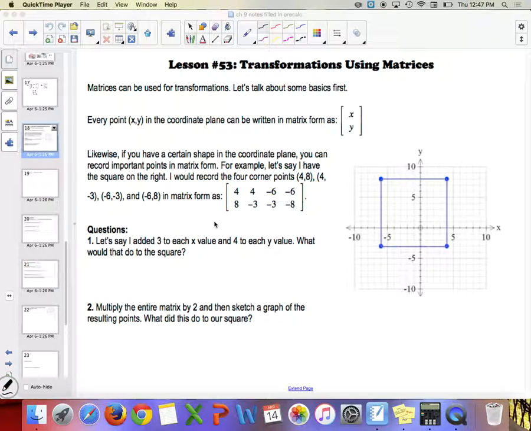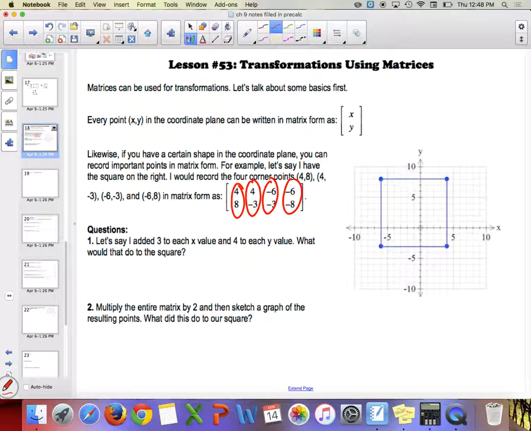Transformations for matrices. Like I was saying, this is often taught in Algebra 1. It's super simple, way simple for a pre-calc. If we have a square with the corner points (4, 8), (4, -3), (-6, -3), and (-6, -8), we write all of those points vertically, like that, okay? And we're going to talk about how they're transformed.